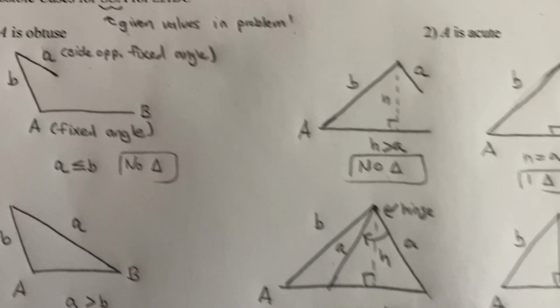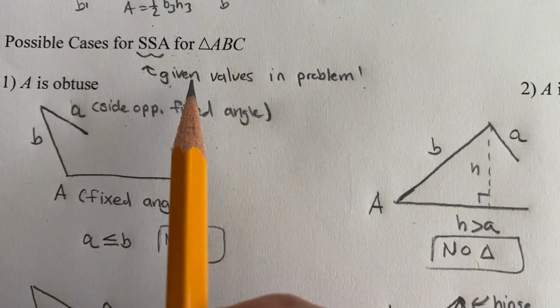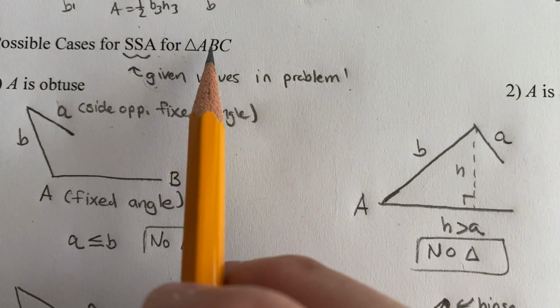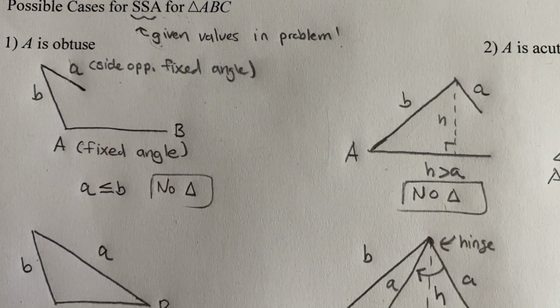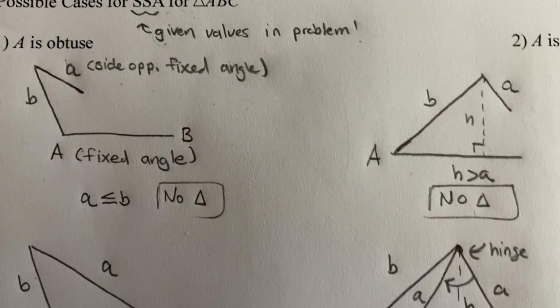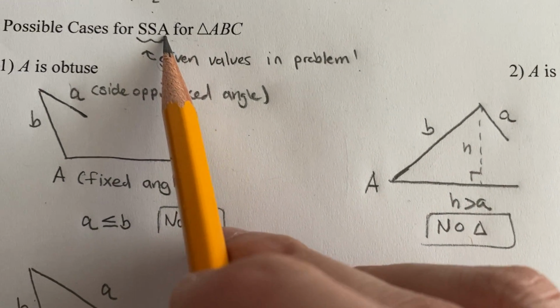All right, so if you're given side-side angle, which just means you're given two sides and an angle for a given triangle, we'll call it triangle ABC, there's actually four, I would say six possible cases. I'll break it down by whether the angle that's given to you is obtuse or acute.